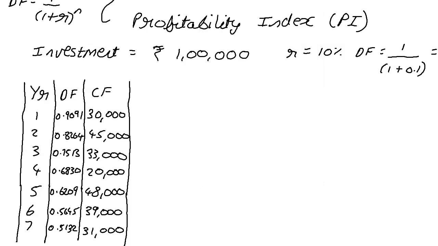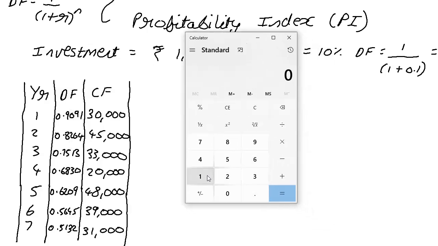Now I have gone ahead and calculated the discount factor and I've written it down. Again, 1 upon 1.1 gives you 0.9091, 0.8264, 0.7513, 0.6830, 0.6209. And over here 0.564, and because the fifth decimal is 5 or more than 5, I've rounded this up to 5. Similar situation over here, this has been rounded up to 2. So you now know how we have been able to calculate the discount factors.